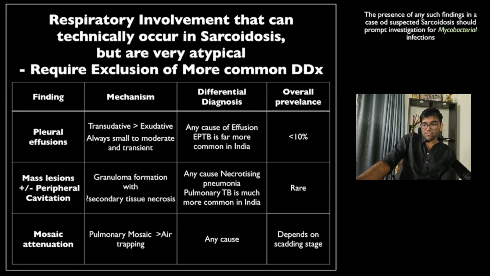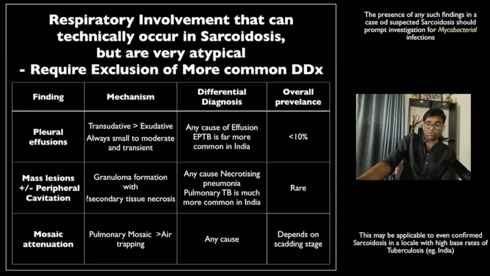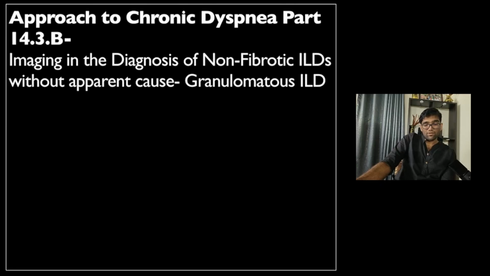So the presence of any such findings, particularly in India, should prompt investigation for mycobacterial infections. And as sarcoidosis is an autoimmune disease where you have excessive Th1 polarization against random antigens, there's nothing to suggest that that antigen could not be a mycobacterial antigen, and that is something that we must therefore always rule out. TB and sarcoidosis can and often do coexist in the same patient in places with high base rates of tuberculosis, as in India.